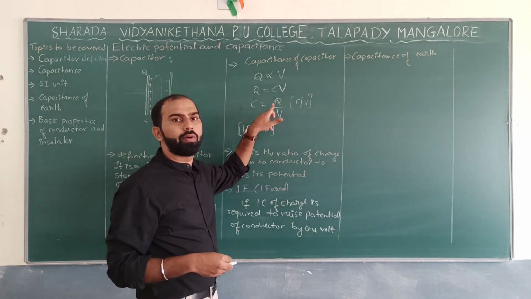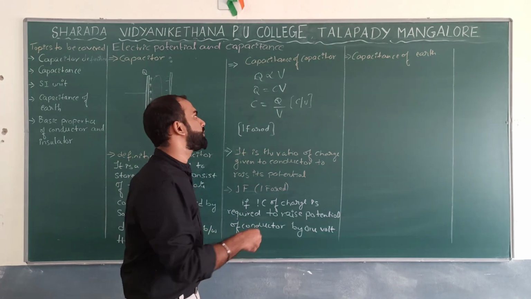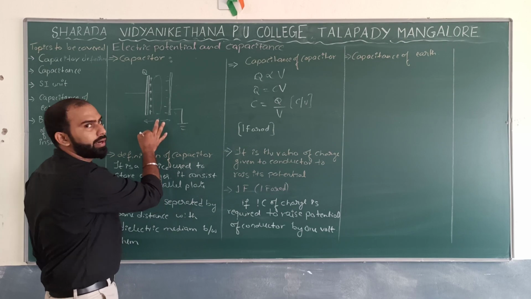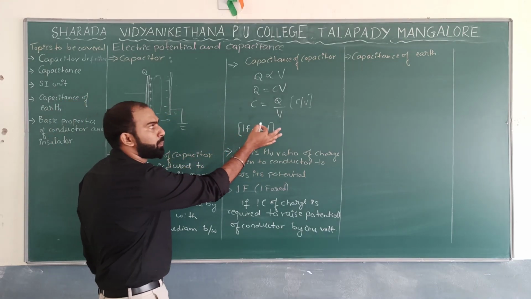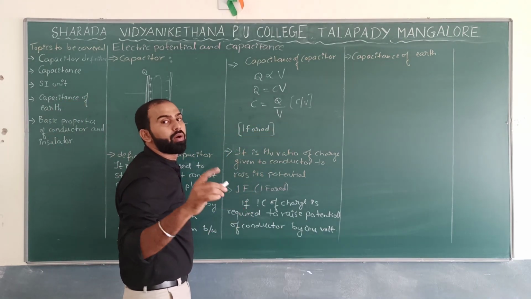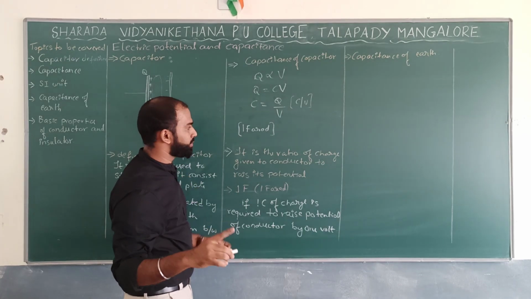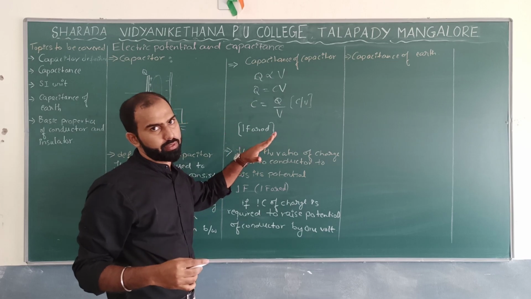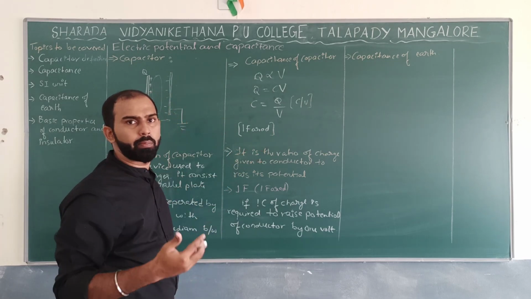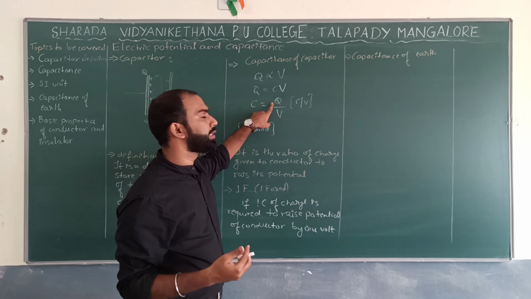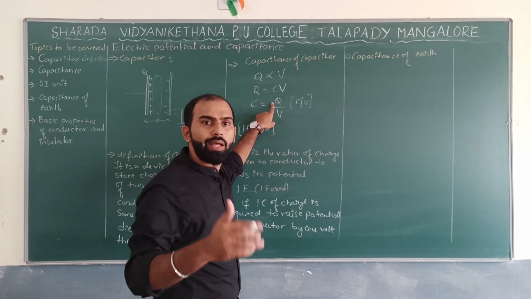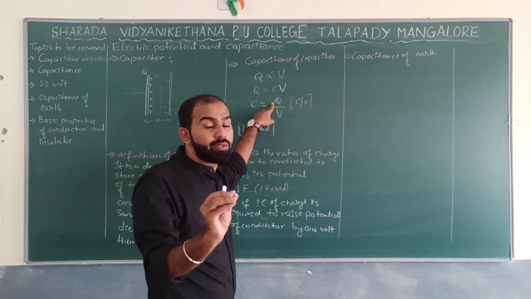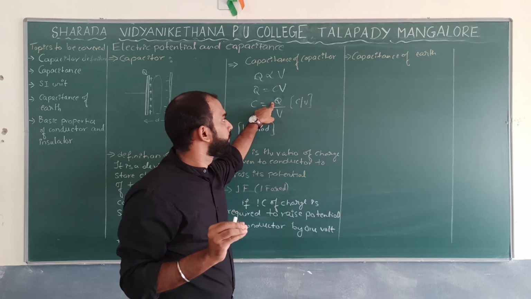If 1 coulomb of charge is given to a conductor, its potential rises by 1 volt. So this is what we can expect as the definition of capacitance of the capacitor. What is the definition of capacitance of the capacitor? The charge given to a conductor to raise the potential. That is just the definition of capacitance of a capacitor.